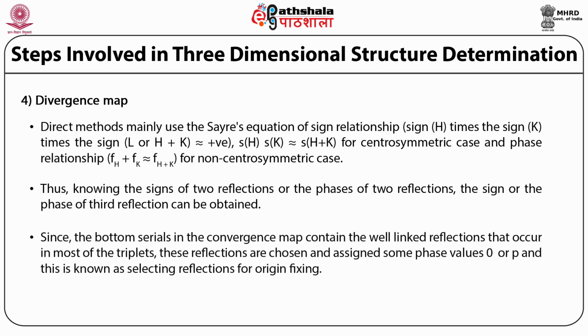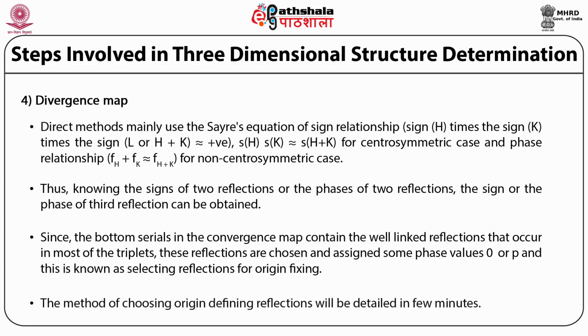Since the bottom serials in the convergence map contain the well-linked reflections that occur in most of the triplets, these reflections are chosen and assigned some phase values a priori, like 0 or pi, and this is known as selecting reflections for origin fixing. So we will deal more with this in a few minutes.